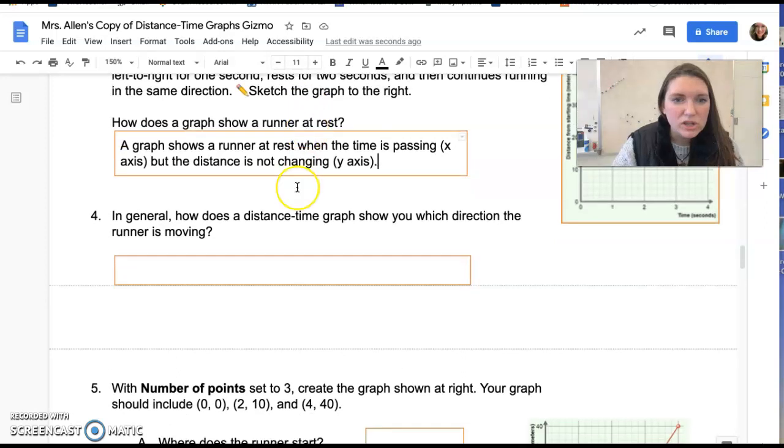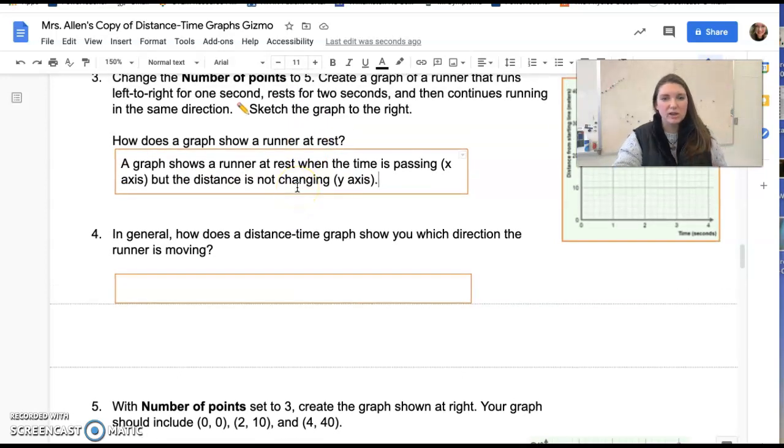Okay? In general, how does a distance time graph show you which direction the runner is moving? If they're starting far away and moving closer, it's going to be a negative slope. If they're starting close and moving farther away, there's going to be a positive slope. So going farther away, the graph goes up.